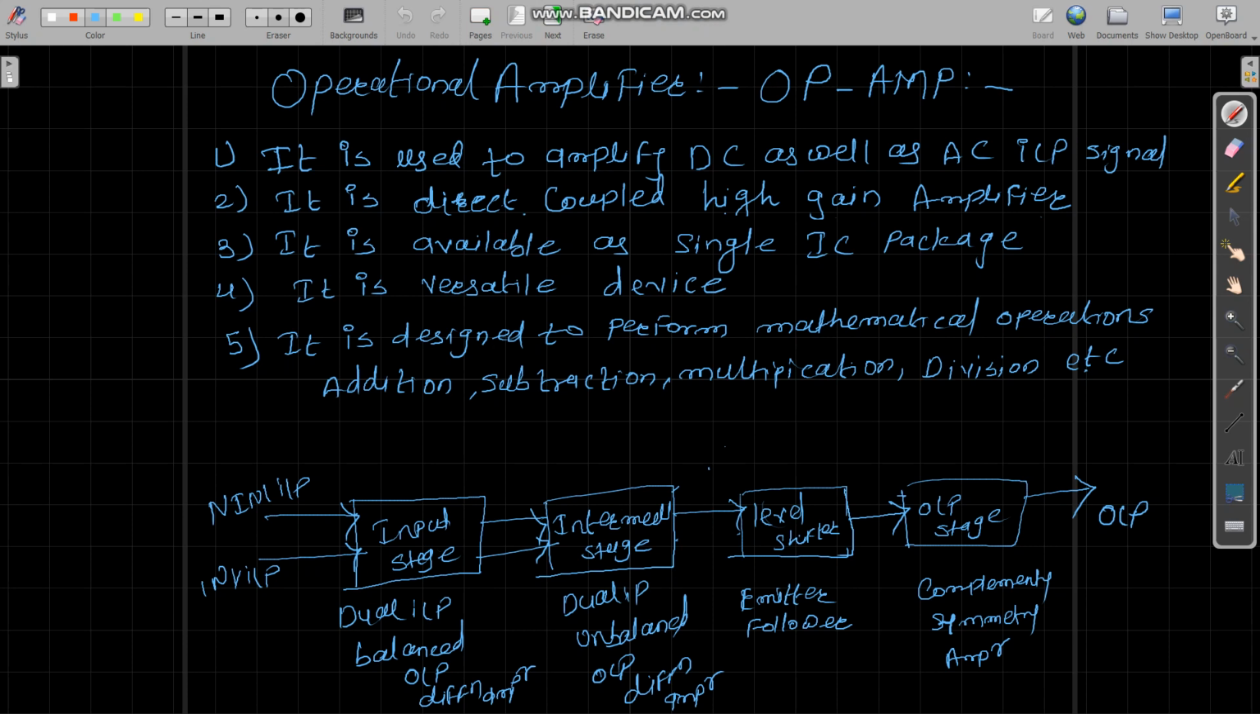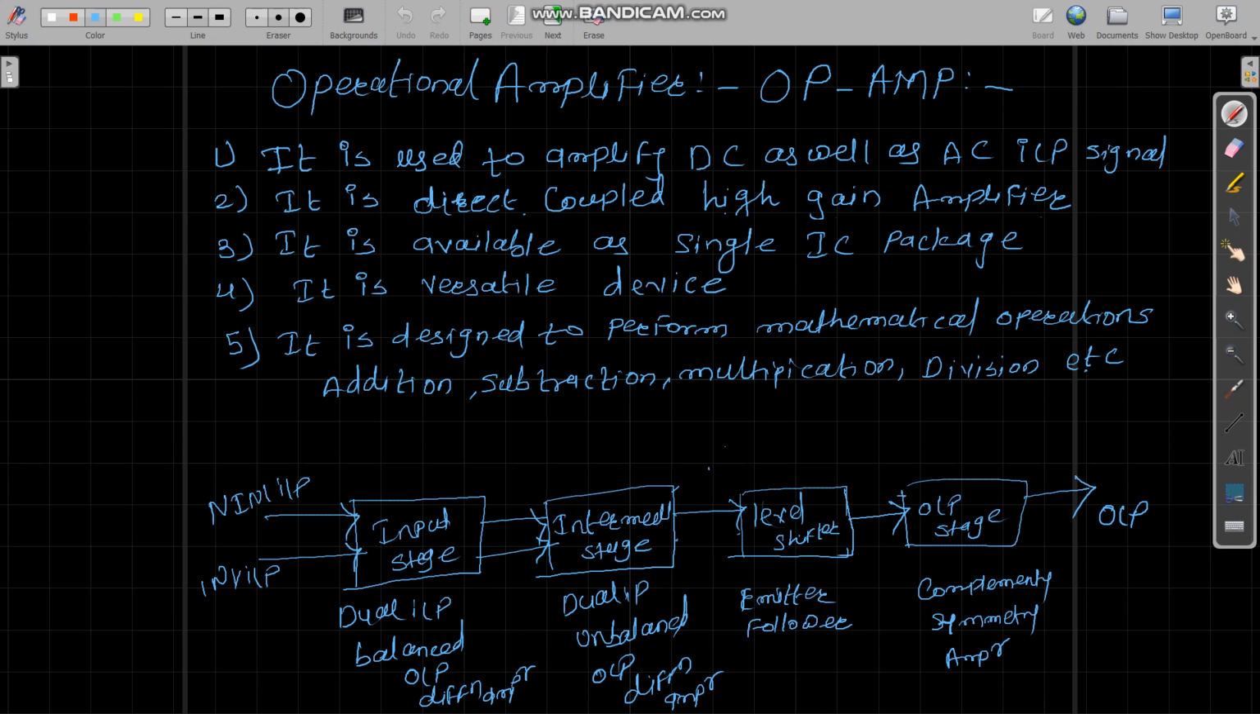This operational amplifier is a quite versatile device which is also available in a single IC package. It is used to amplify the DC signals as well as AC input signals. Before starting the operational amplifier, what types of amplifier have we studied? They were not able to amplify the DC signal. We have seen only amplifiers which are capable of amplifying the AC input signal given to them. That's why it is called a versatile device. Its amplification frequency range starts from 0 Hz to several gigahertz. It is a direct coupled high gain amplifier.